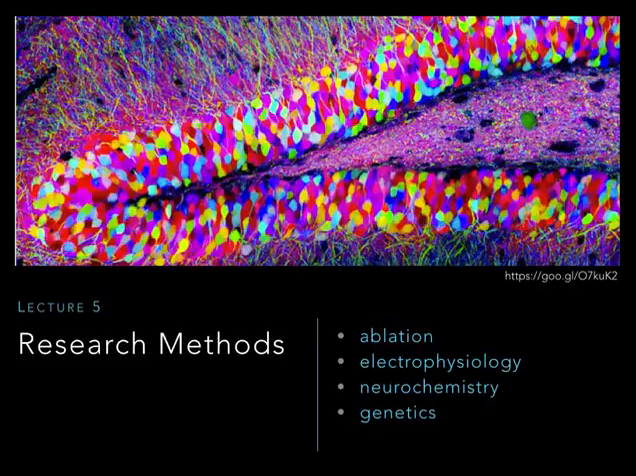Here we're going to quickly go through a few different research methods used to study brain function. We'll run through them in essentially the same order as the book with a few slight modifications, starting with ablation and then moving down to some very brief genetic methods.